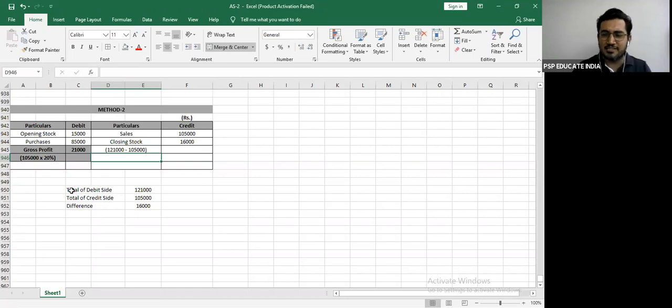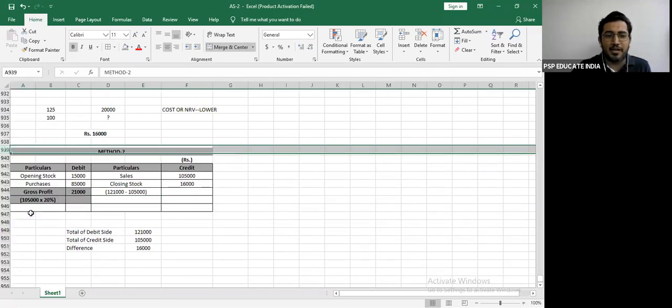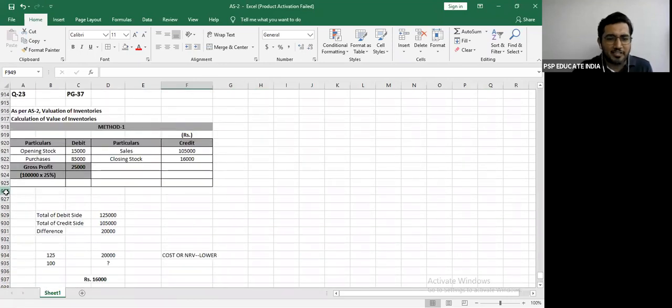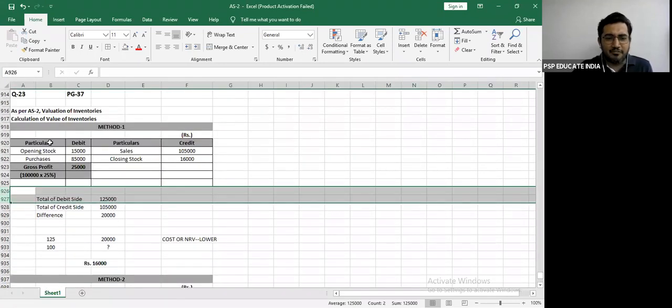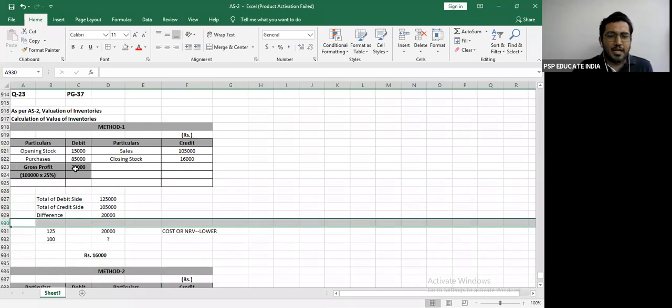The only difference is if you understand in the exam and if it clicks to you that if it is 25% on cost, it has to be 20% on the selling price, then method number two is good for you. But if you cannot recall in the exam, you get confused, then method number two is a bit difficult because you will end up making a mistake. In that case, use the simple method that I have explained. Take whatever is given to you. They have given to you that 25% is on cost.